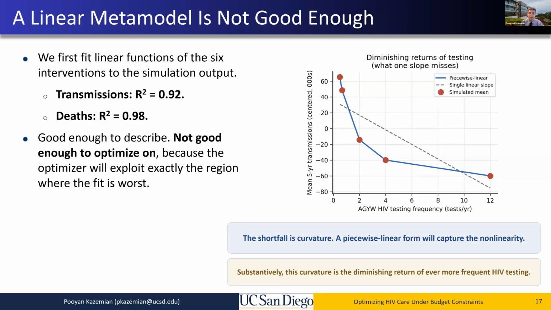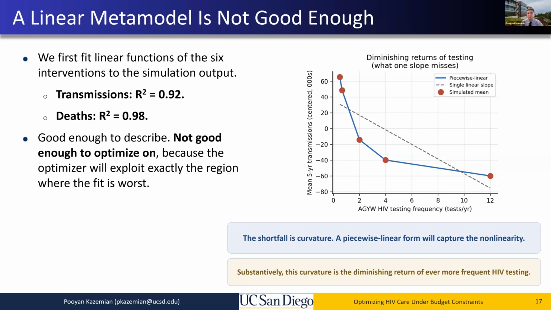In terms of meta-modeling, one of the findings that we had was linear meta-models are not good enough. Because when we initially fit linear meta-models on the outputs of the CPAC simulation model, we found R-squares that looked very high. R-square for the transmission was 0.92 and R-square for death was 0.98. R-square is essentially a measure of the accuracy of the model, or how well the model fits the data.